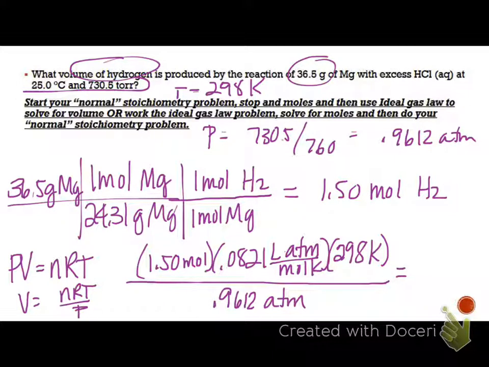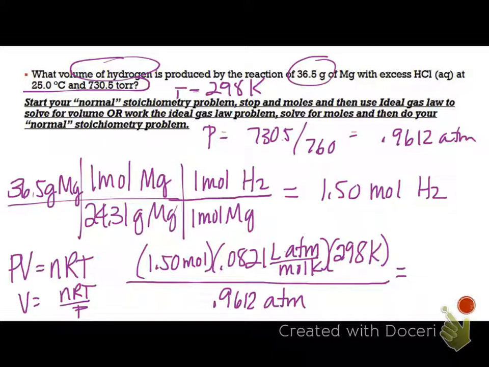Oh, Lauren has it. How did you get that 1.5? Right here, stoichiometry. Oh, that's just divided out. Just like what we were doing from the stoichiometry, we just stop at moles, because we're going to take those moles and plug it into the ideal gas law now.